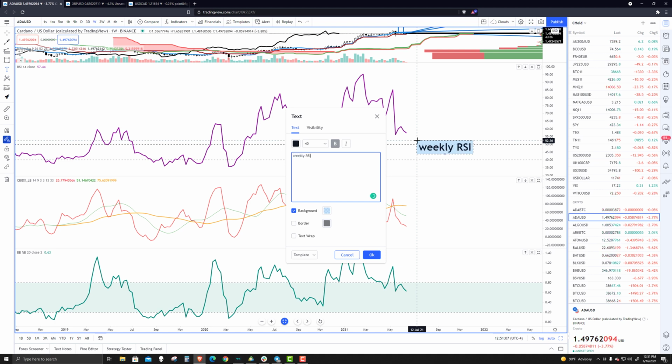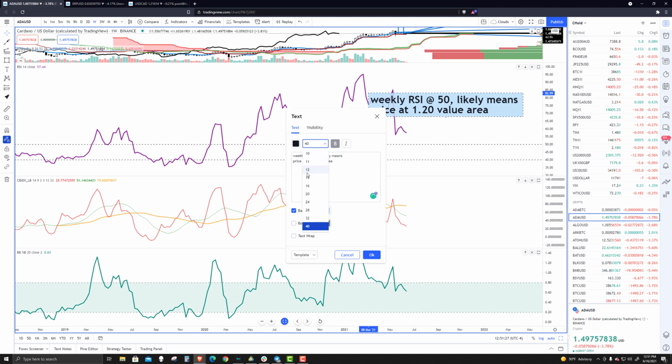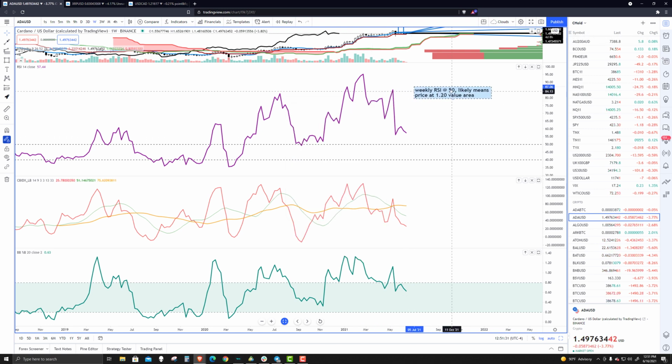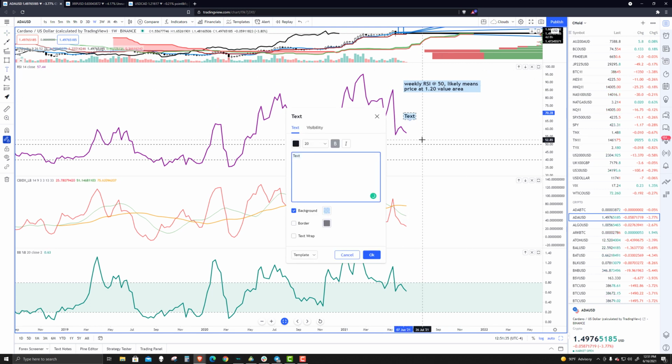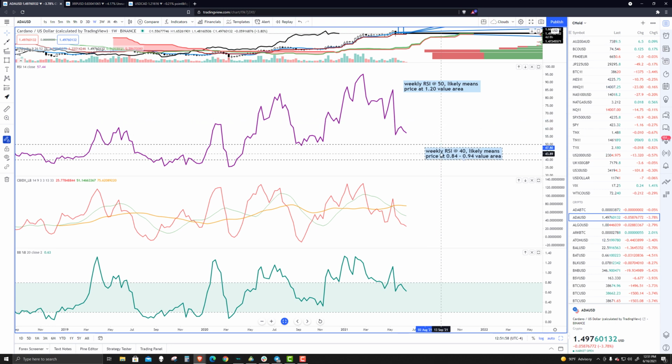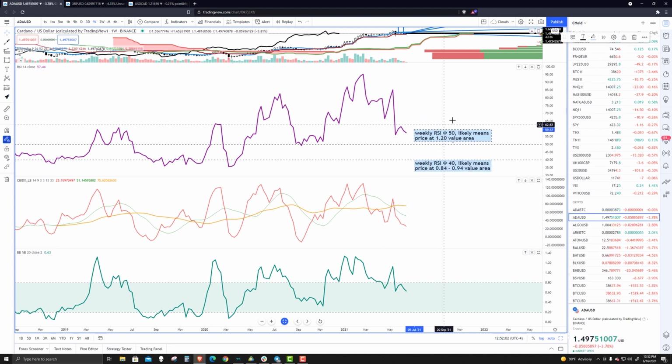Weekly RSI at 50 likely means prices at the 1.20 value area. And if the weekly RSI is at 40, that likely means price is at the 0.84 to 0.94 value area. So that's what I think we should look at as we're moving forward.